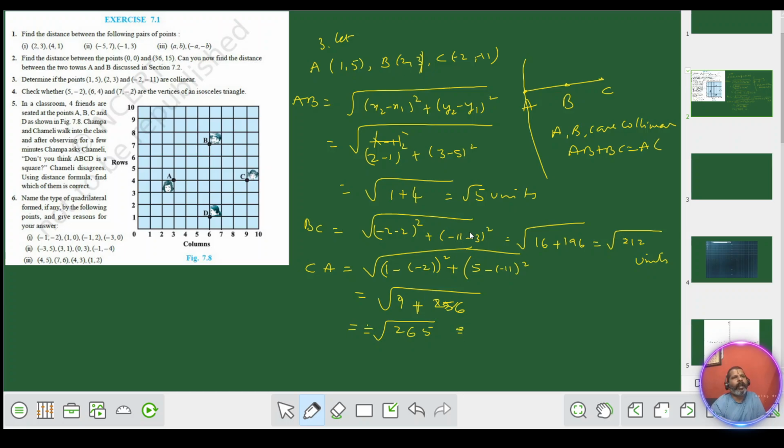So, by observing the values AB, BC and CA, we can write AB plus BC not equal to AC. Therefore, A, B, C are not collinear. Okay, clear? We'll move to the next question.